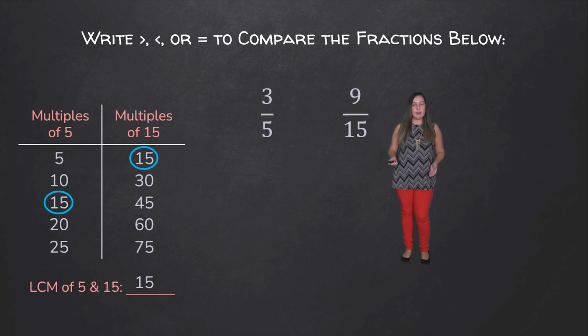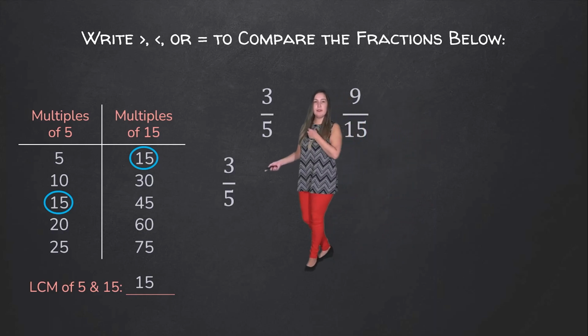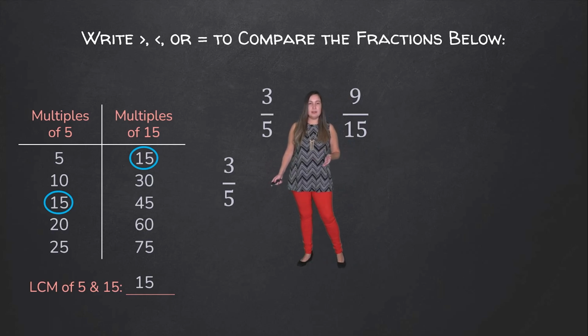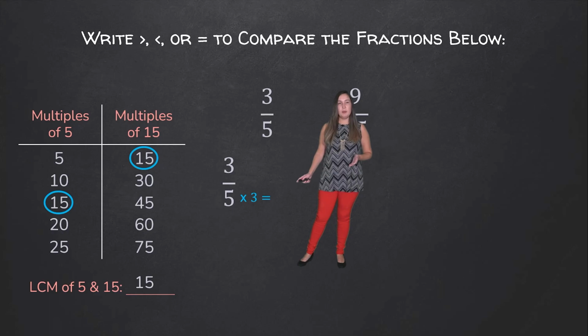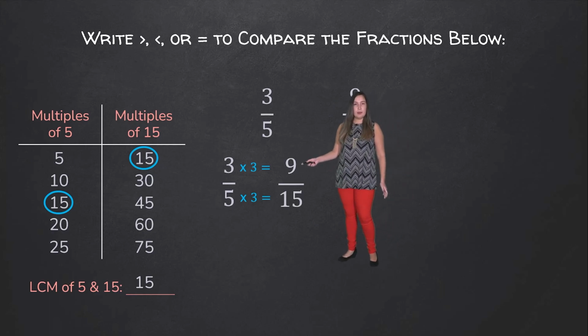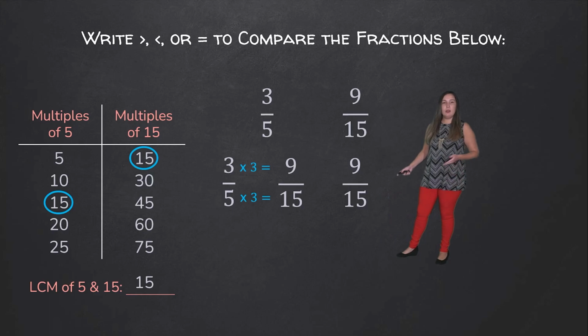We're going to take both fractions and make sure they have a denominator of 15. So firstly, we're going to start off with 3/5. Now, what number do we multiply by 5 to get 15? That would be 3. And whatever I multiply my denominator by, I must multiply my numerator by. So if I do 3 times 3, I would get 9, and 5 times 3 is 15. Now let's take a look at our second fraction. Notice that we already have a denominator of 15, so we just leave it alone.